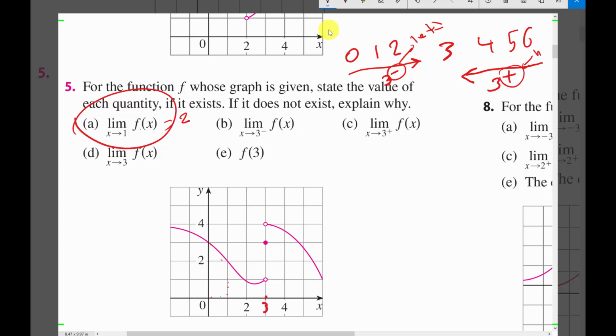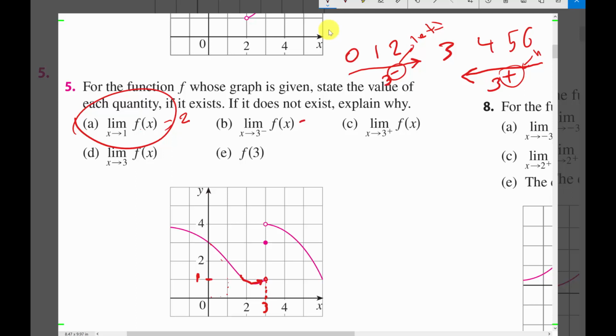So this is 3, which means x equals 3 at this side. We don't care about when x equals 3. We care when x approaches 3 from the left side. So the left side is this one. When x approaches 3 from the left side, as you guys see, f of x equals 1.